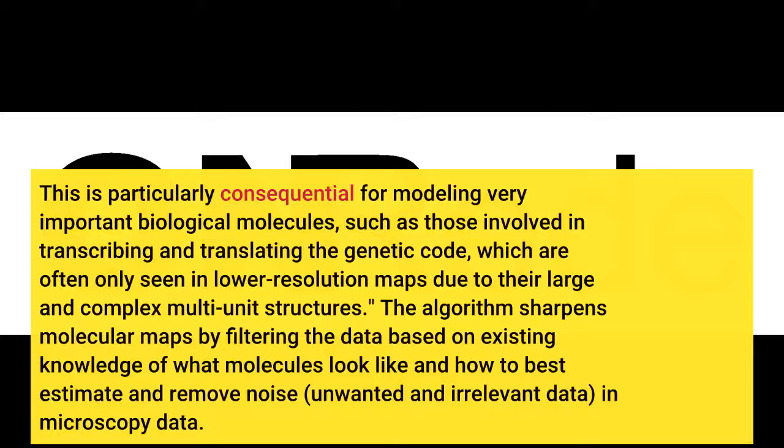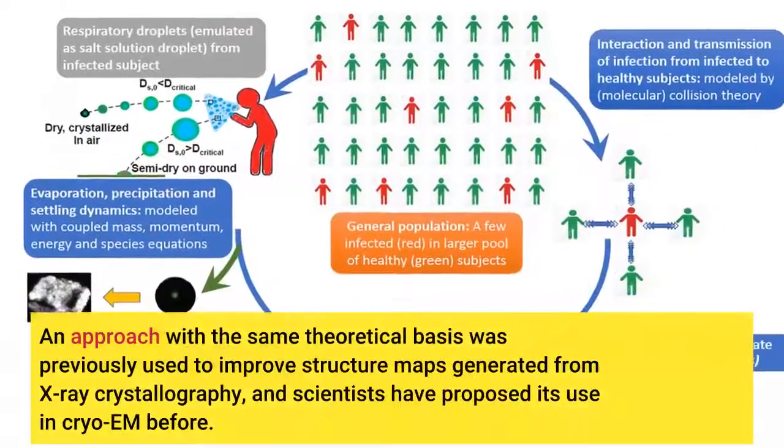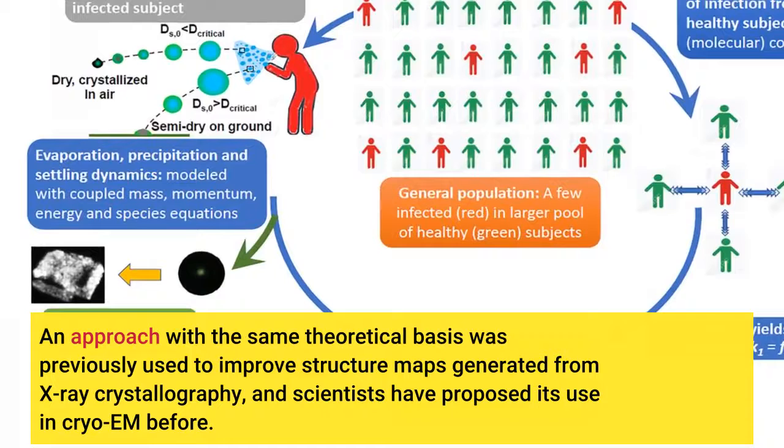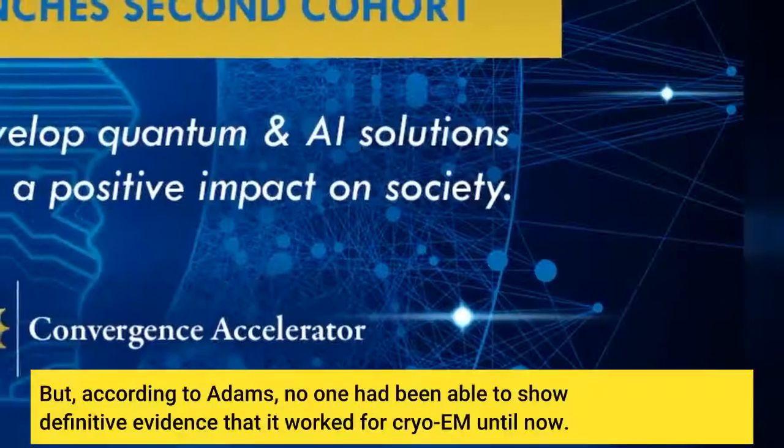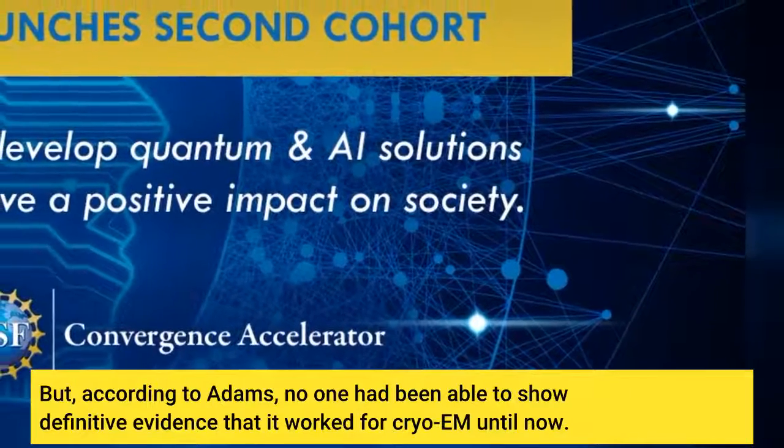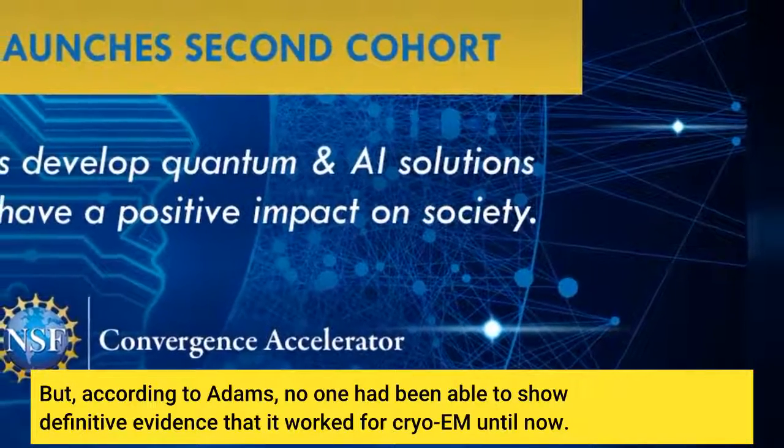This is particularly consequential for modeling very important biological molecules, such as those involved in transcribing and translating the genetic code, which are often only seen in lower resolution maps due to their large and complex multi-unit structures. The algorithm sharpens molecular maps. An approach with the same theoretical basis was previously used to improve structure maps generated from X-ray crystallography, and scientists have proposed its use in cryo-EM before. But, according to Adams, no one had been able to show definitive evidence that it worked for cryo-EM until now.